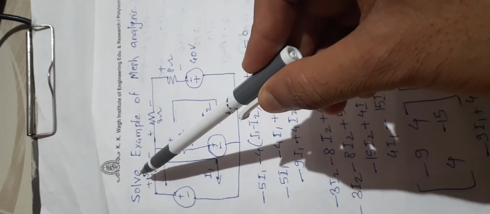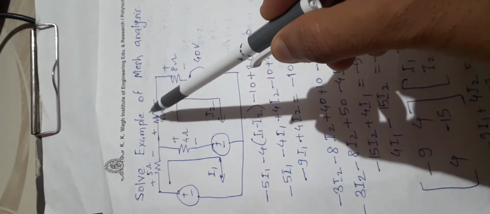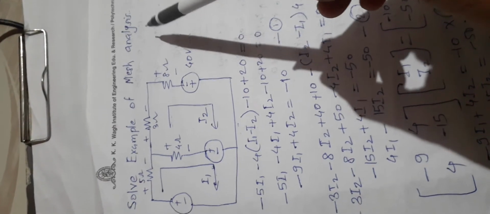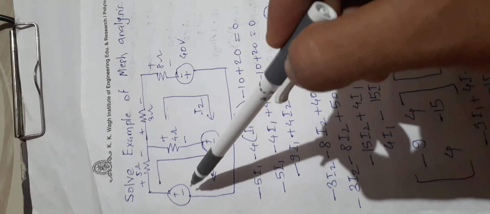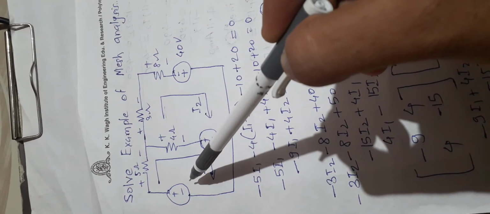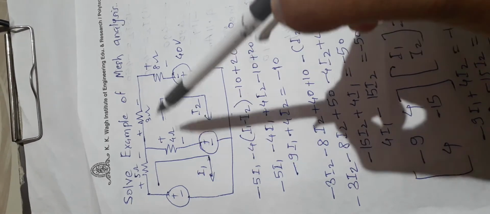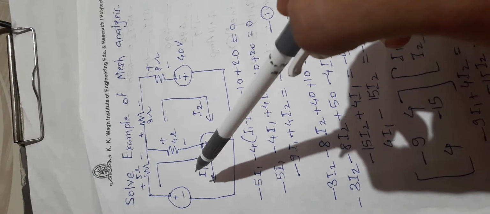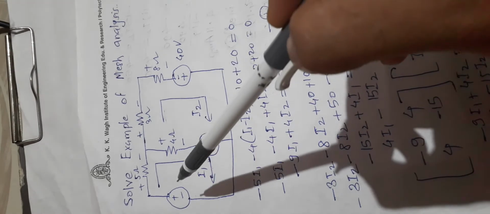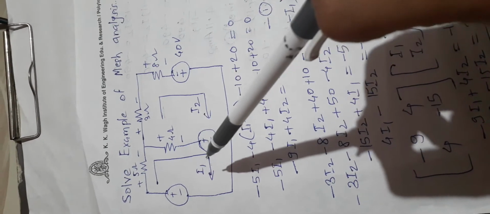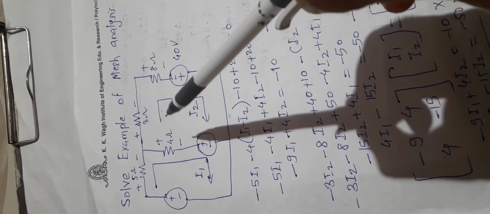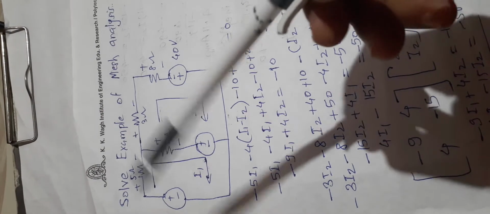Today we are going to solve an example of mesh analysis. Here one closed circuit is given with two meshes, mesh 1 and mesh 2. We identify two currents, I1 and I2.